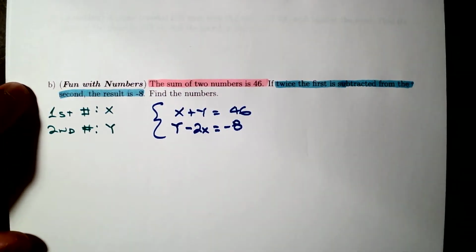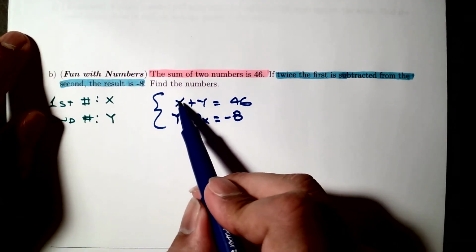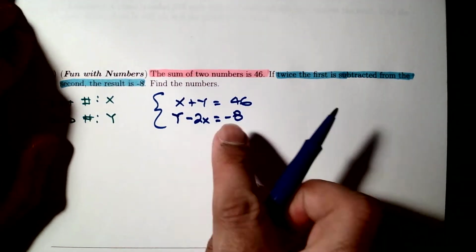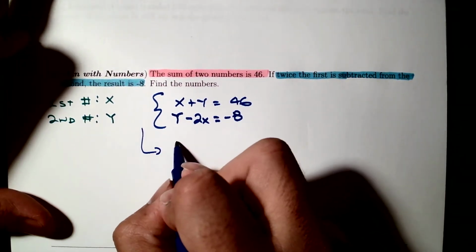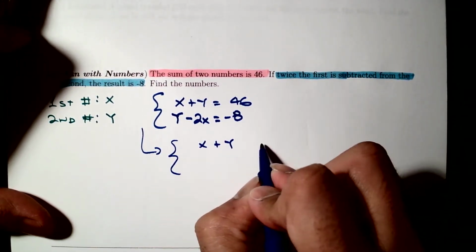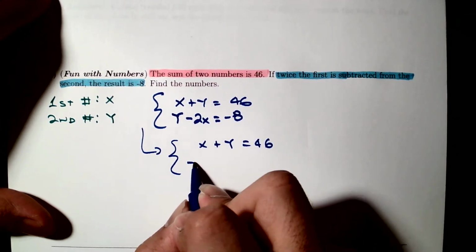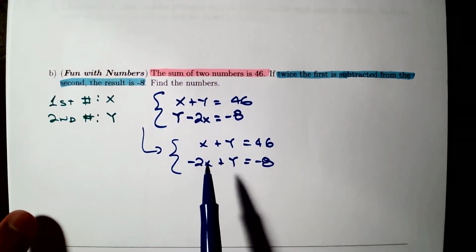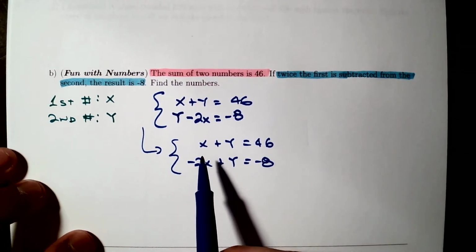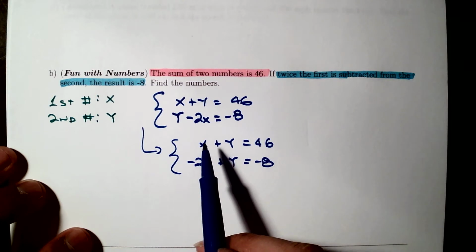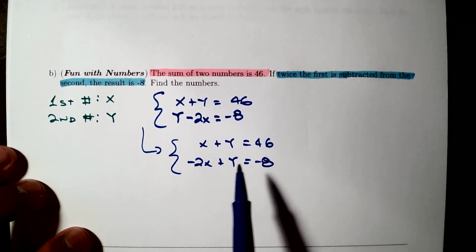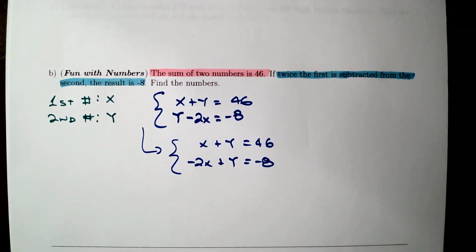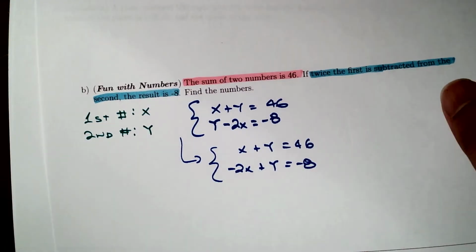Be careful when you set up systems of equations, because notice the arrangement of the variables does not match when it comes to arranging them in columns. So you might want to rewrite the system as x plus y equals 46 and negative 2x plus y equals negative 8. There are two ways you can solve this system. You can use substitution by solving for either x or y and then substituting it in the other one, or multiply the first equation by 2 and eliminate x by the method of elimination.